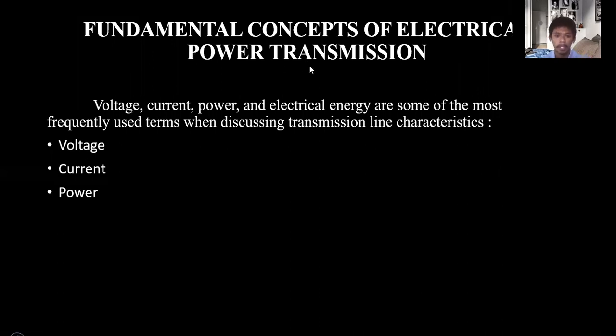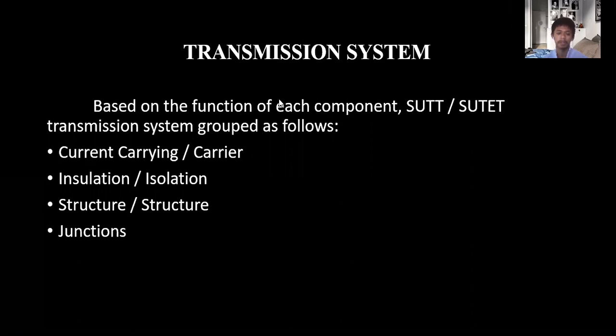Fundamental concept of electrical power transmission. Voltage, current, power, and electrical energy are some of the most frequently used terms when discussing transmission line characteristics. Voltage, current, and power. Transmission system. Based on the function of each component, SUTT or SUTET transmission system groups as follows: current carrying, insulation, structure, and junction.